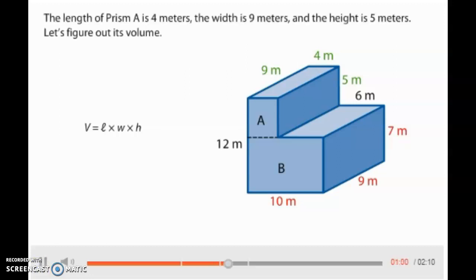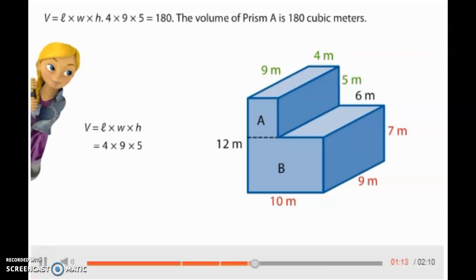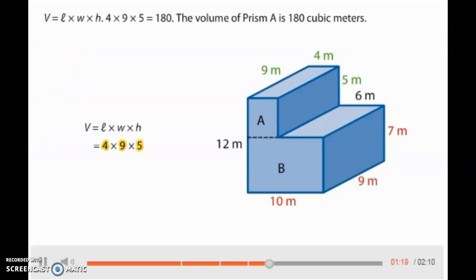The length of prism A is 4 meters, the width is 9 meters, and the height is 5 meters. Let's figure out its volume. Volume equals length times width times height. 4 times 9 times 5 equals 180. The volume of prism A is 180 cubic meters.